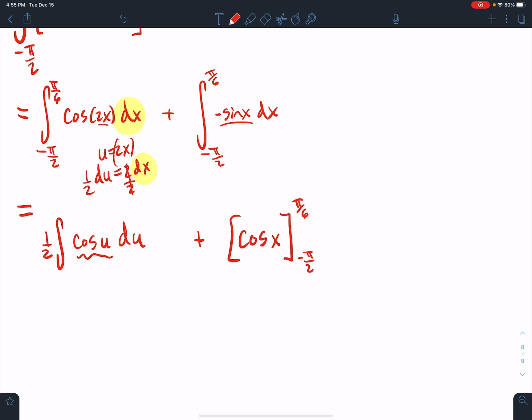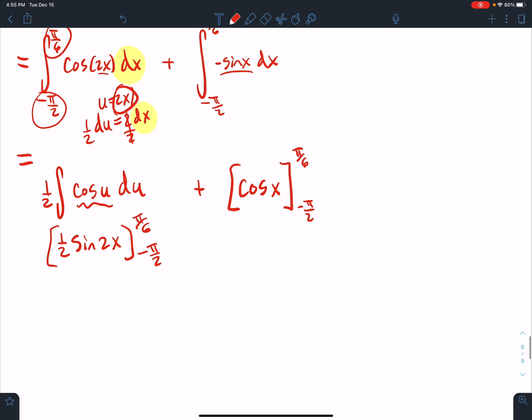Now the integral of cosine is sine u. Okay, 1/2 sine u, but remember u is equal to 2x. So I'm going to replace u with 2x. Just like that. And now I can put my bounds back in, negative pi over 2 to pi over 6. So if I want, I can combine this as one integral. I have 1/2 sine of 2x plus cosine of x from negative pi over 2 to pi over 6. So I'll plug this in.